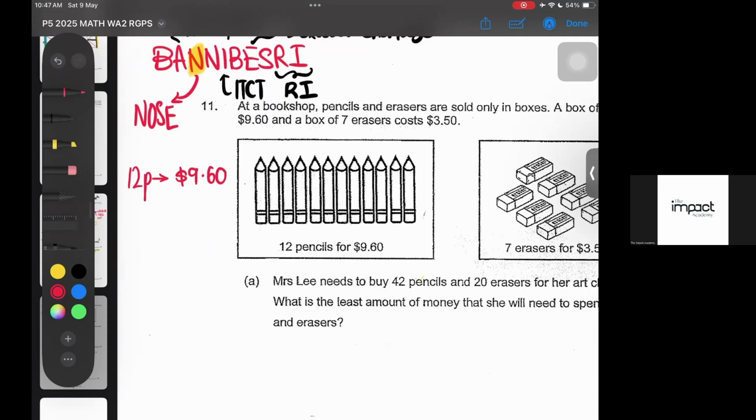Okay, 12 pencils is 960. Can you buy 11 pencils? Cannot. This shop strictly says I can only sell in multiples of 12. Understand what I'm trying to say? Can I sell 144? Yes. Can I sell 24? Yes.